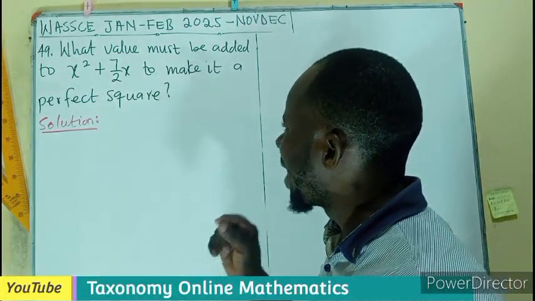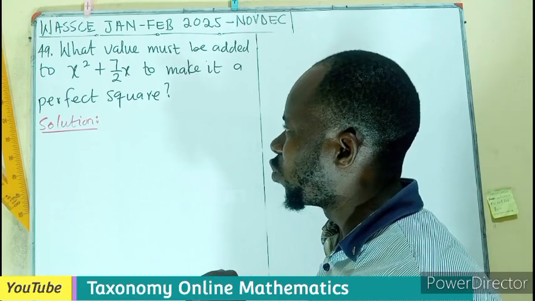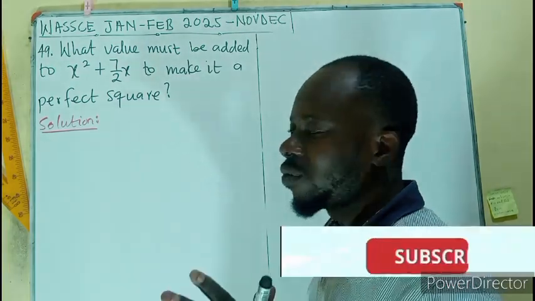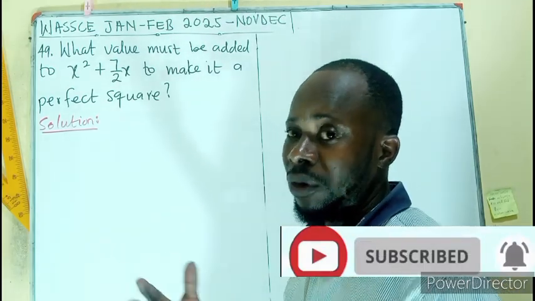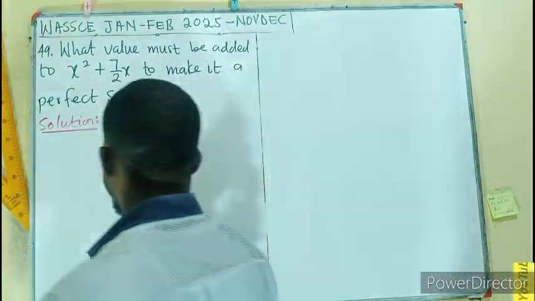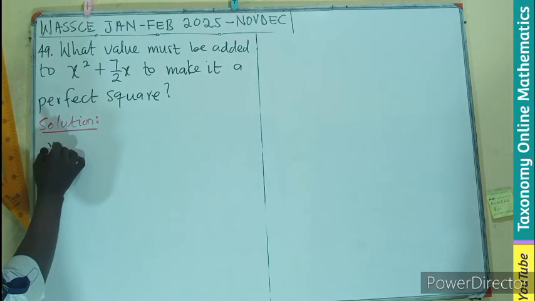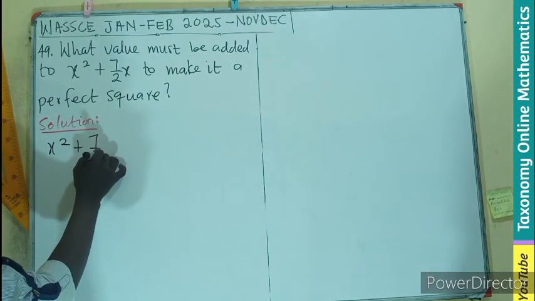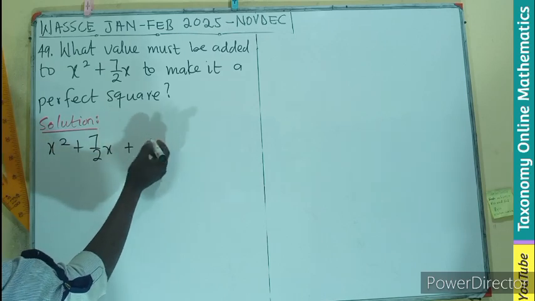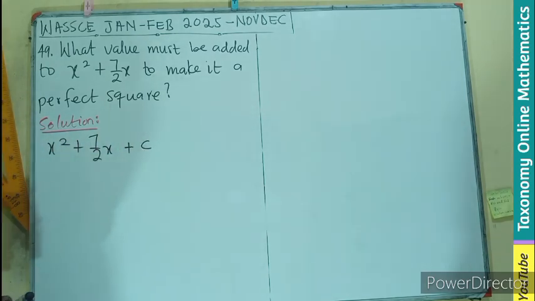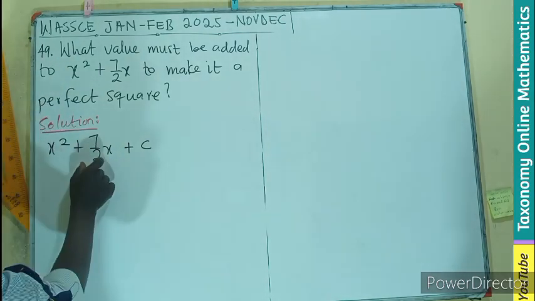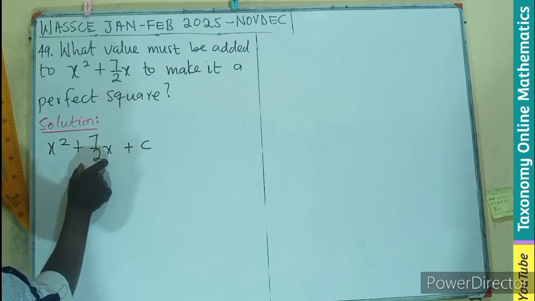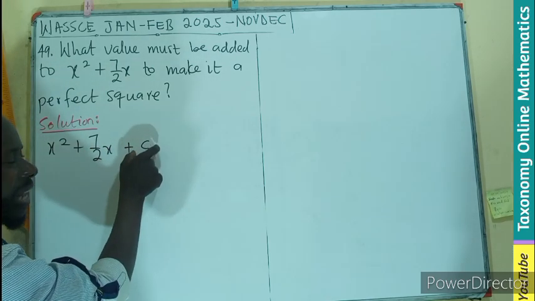Let's look at this. What value must be added to x squared plus 7/2 x to make it a perfect square? Now, to make it a perfect square, there are two methods we can follow. We can rewrite the expression x squared plus 7/2 x plus a given value, let's say c, as a constant. For this to be a perfect square, under completing the square, we find half of the middle term squared, and that represents the c.